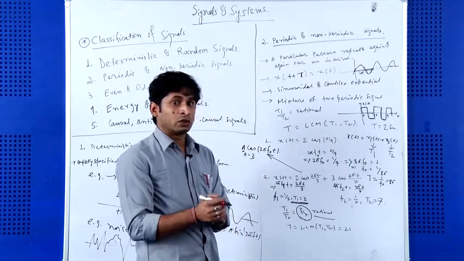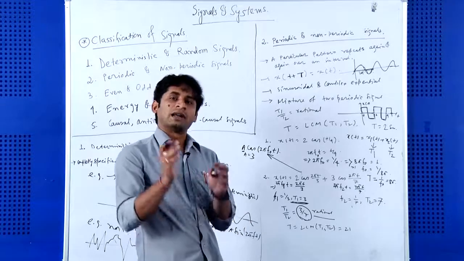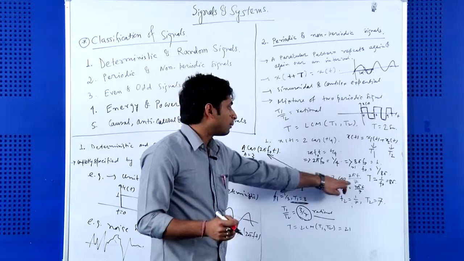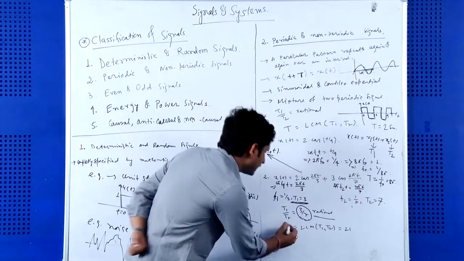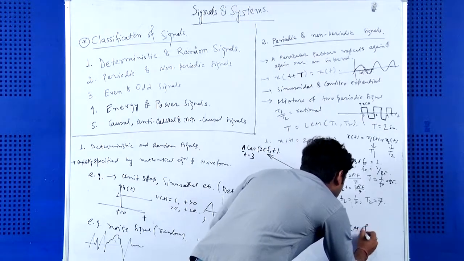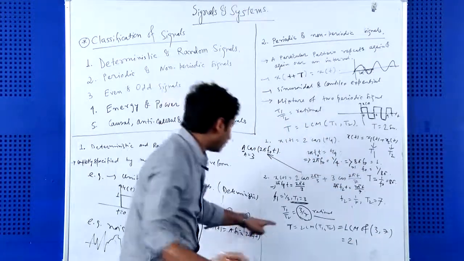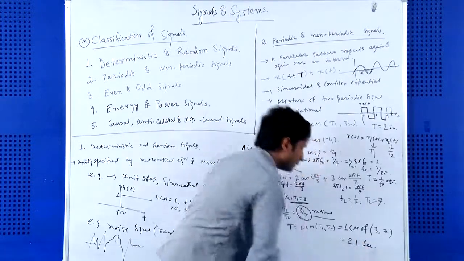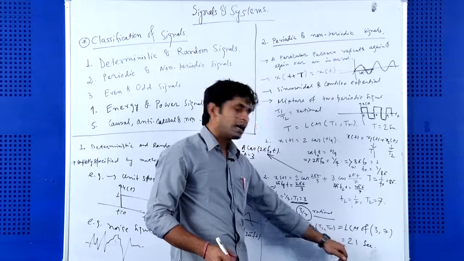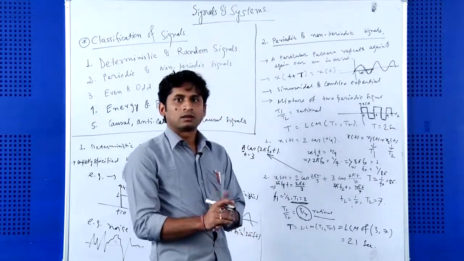Now, as we know this signal is periodic, we have to find the fundamental period. The fundamental period of x(t) is the LCM of T1 and T2, the LCM of the fundamental time periods of the two parts. So T is equal to LCM of 3 and 7, which is obviously 21. So the fundamental time period T of the given signal is 21 seconds. This is the procedure to find the fundamental time period of a signal which consists of two periodic signals. Got it? Thank you.